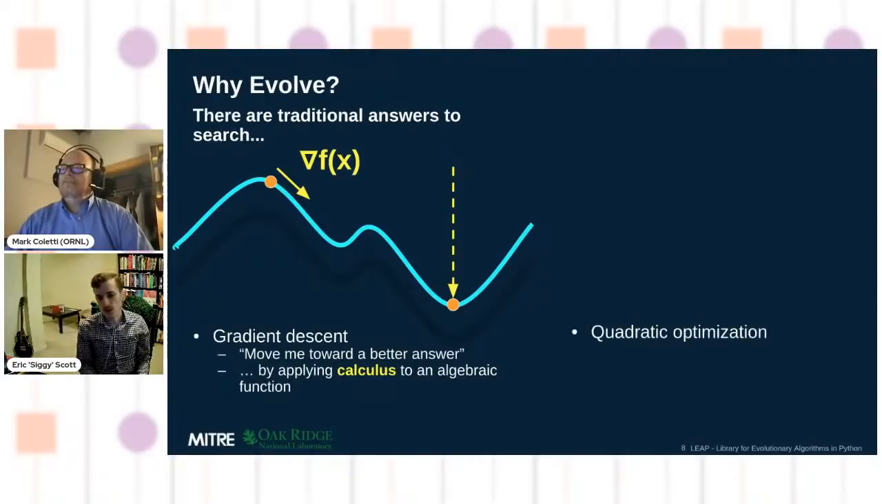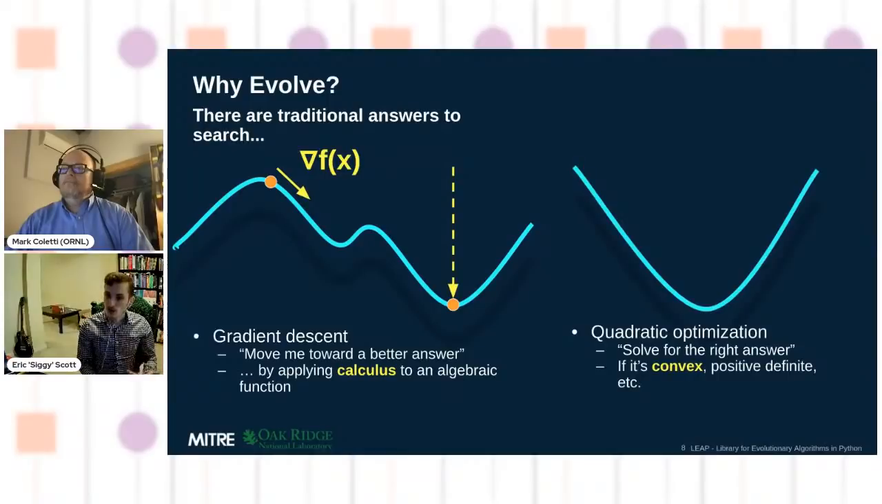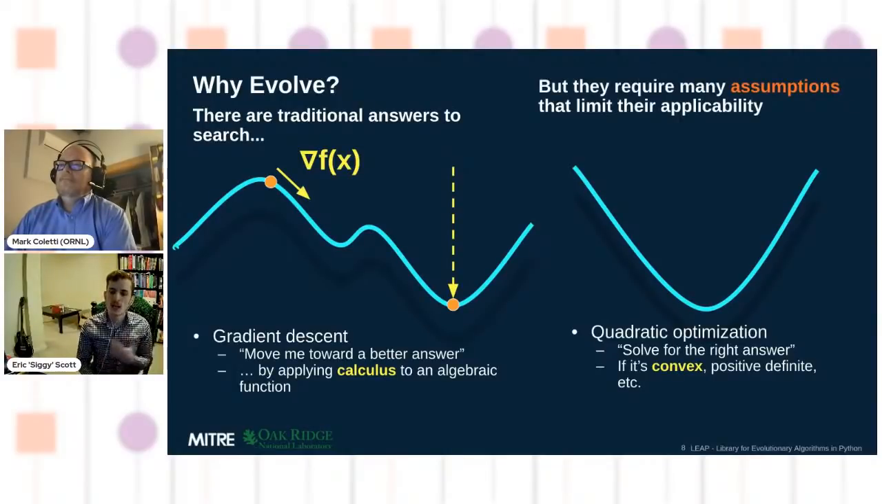Other approaches include things like quadratic optimization or convex or conic optimization. These are even better because they allow us to ask the algorithm directly to, hey, just solve for the right answer, often in polynomial time, if our function that we're trying to optimize is convex, if the matrix defining it is positive definite, and so on and so forth.